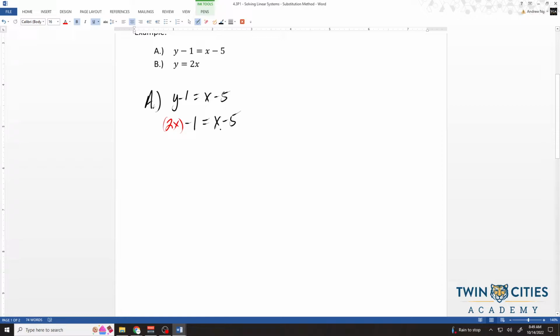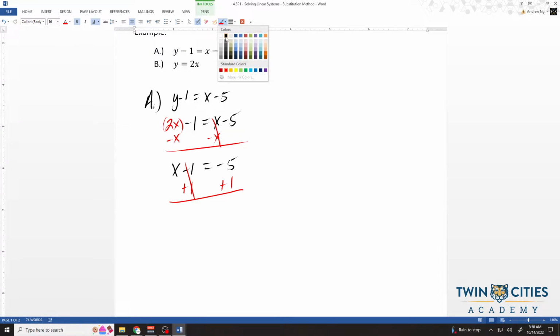And here we know how to solve this. We're going to bring all the x's to one side. We're going to bring everything else to the other side and get this so it's just x equals. So let's do that. We're going to subtract an x from both sides. 2x minus an x is just going to give me a single x minus 1 is equal to, I'm left with negative 5 over here. Then let's add 1 to both sides. And I've got x equals negative 4.